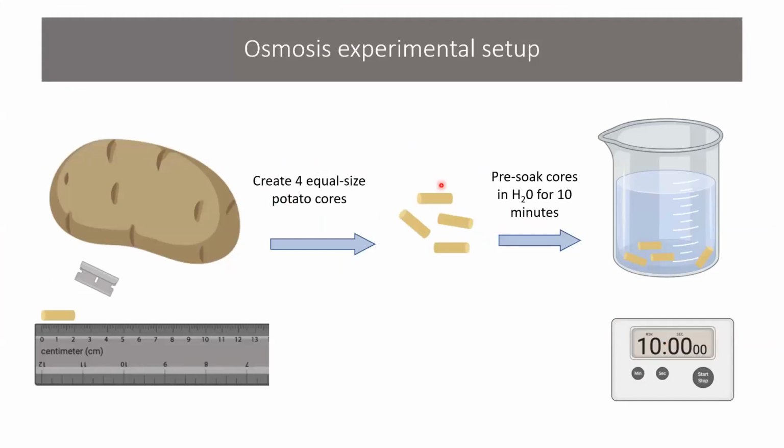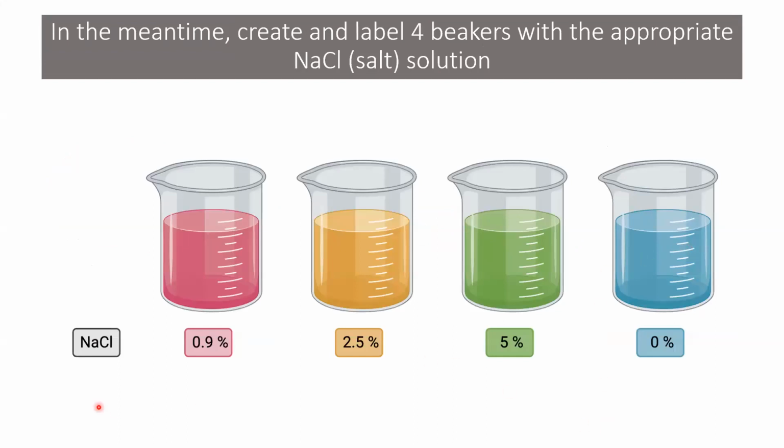So like I said, you'd collect 4 equal pieces, soak them in water, and then you're going to put those potato cores into 4 different conditions. So you're going to have an isotonic solution, which is this 0% sodium chloride solution, which is just water. And then you have a 0.9% solution, 2.5% solution, and 5% solution.